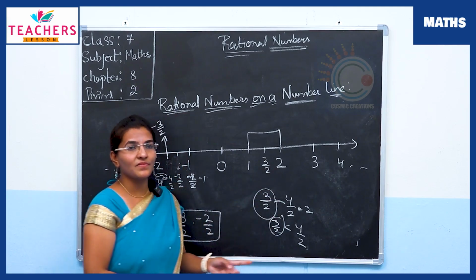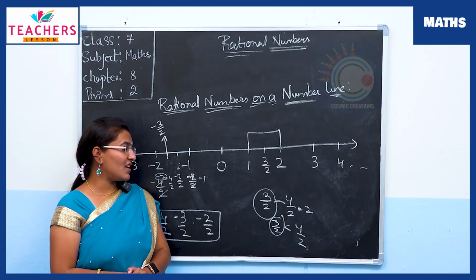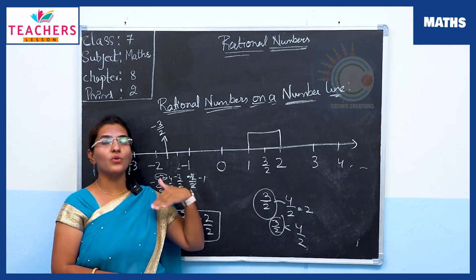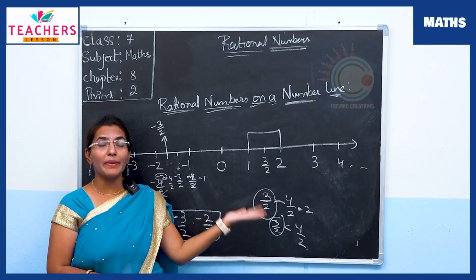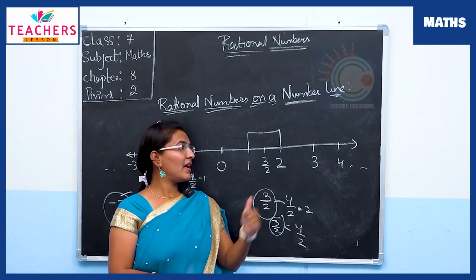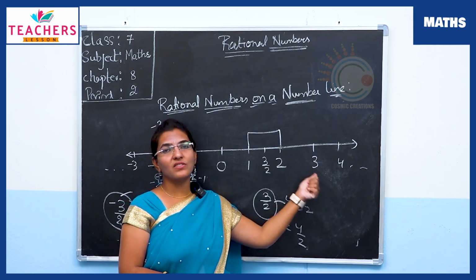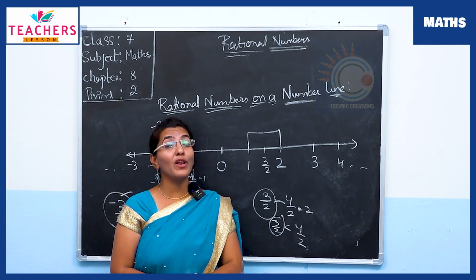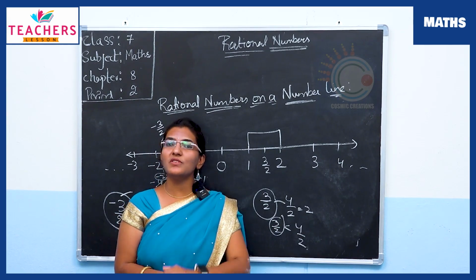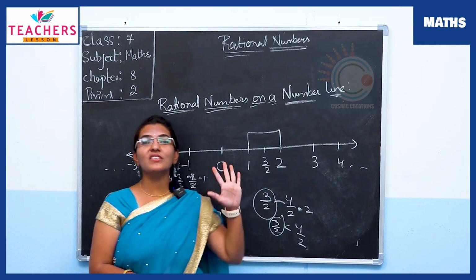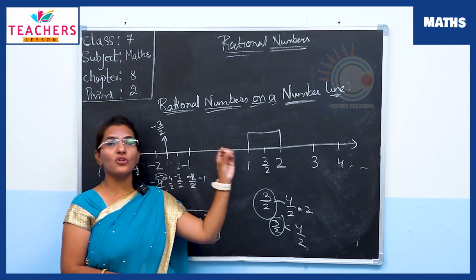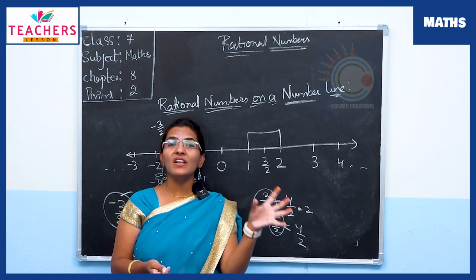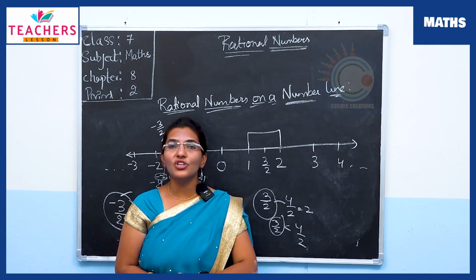Clear, right, students? So 3 by 2 lies between 1 and 2. So 5 by 2, 7 by 2, 8 by 2, all of that you can clearly check between which numbers they lie. Okay. So do it as an exercise. It will help you greatly to solve the problems quickly. Okay, students? So this is the topic on rational numbers on a number line. So you have to know how to identify the numbers on the number line.